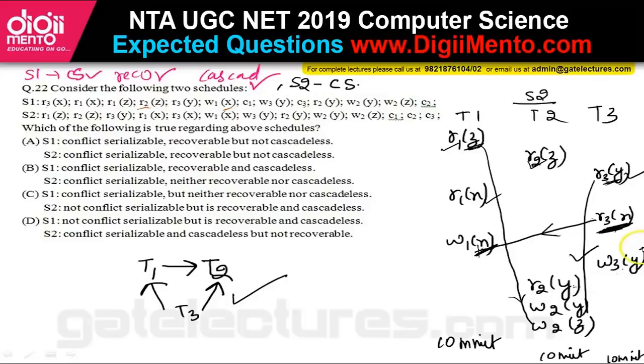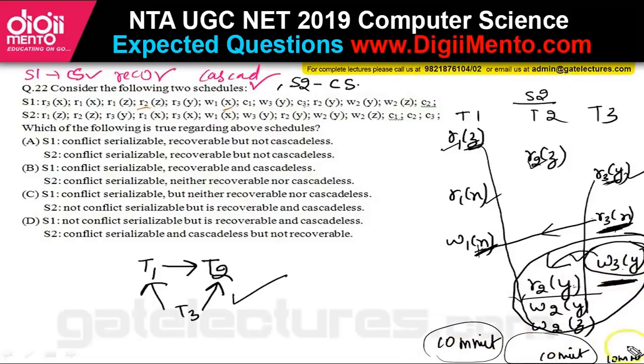Now in this, T3 is writing on Y, and T2 is reading from it. T3 is still in uncommitted state and T2 is taking data from T3. So that is why it is causing the problem of cascading, and also it is unrecoverable. Why? Because I am taking my data from an uncommitted transaction. I am performing read operation directly, and we are not even waiting for its commit operation. So all the problem is created because we are performing commit operations at the end. So that's why S2 is not recoverable and not cascadeless.